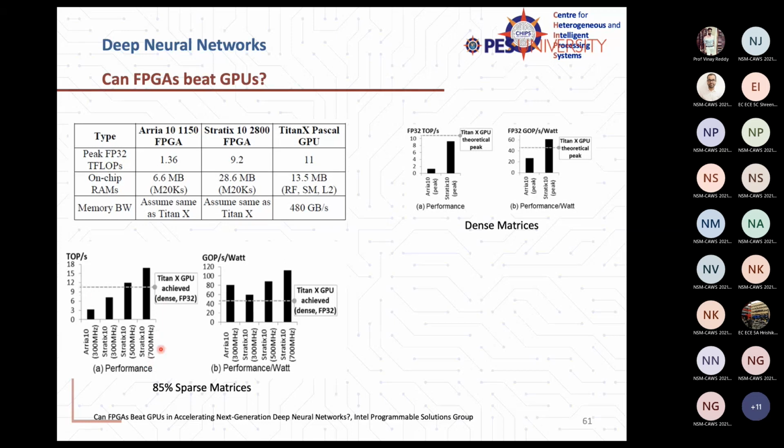Please note that the operating frequency is still very low, 300 megahertz, 500 megahertz, 700 megahertz, compared to a few gigahertz on Titan. Even despite the fact that the frequency is low, I'm able to achieve higher teraops per second. And needless to say, per second per watt is also higher.